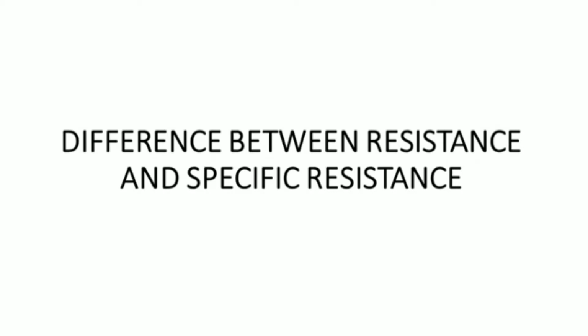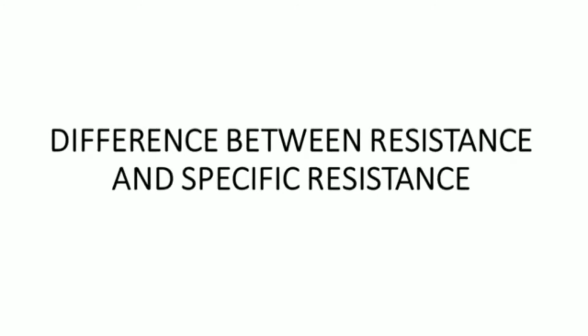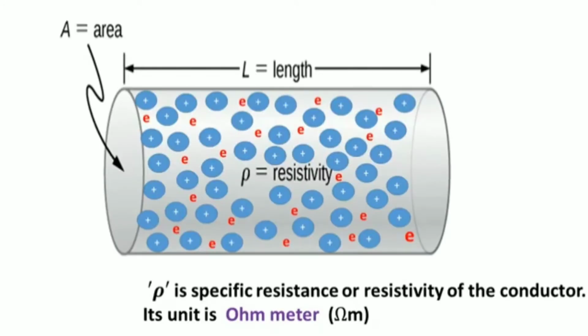In this part of the unit current electricity, you will learn about the points of difference between resistance and specific resistance of the conductor. The resistance of the wire or conductor is directly proportional to its length. Greater will be the length of the conductor, greater will be the number of collisions with other ions and electrons. So resistance will increase.